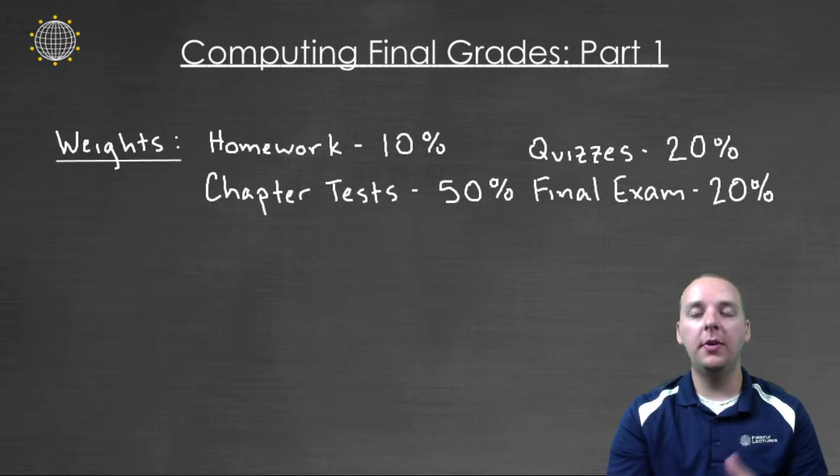One of the most fundamental things that a student should learn how to do in his or her class is to be able to compute their current average or their current grade in their class. And so in this video, we're going to talk about how to compute your current average when your grade is based off of weights of certain categories. So in this example, we've got chapter test weighted at 50%, homework is weighted at 10%, quizzes are 20%, and the final exam is 20%.